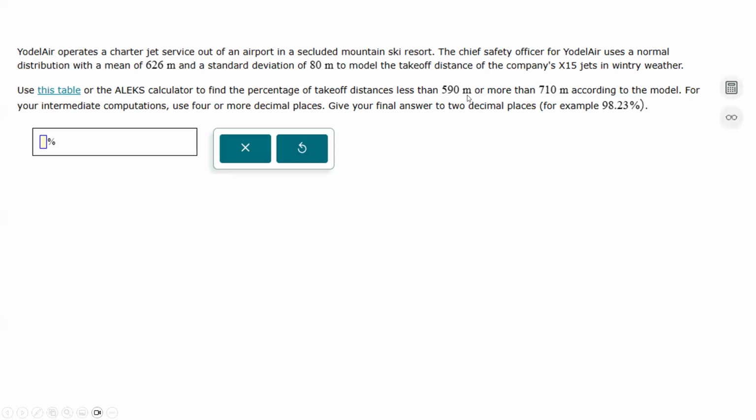590 meters is not a nice even subtraction of 80 from this, so we can't use the empirical rule. That's the first thing I notice. Also, adding 80 to this is not going to give me 710, though it's close. So my empirical rule is not as useful in this case, which is okay. We do know it's normally distributed. We're told that. So we can use the idea of z-scores, which we briefly talked about.